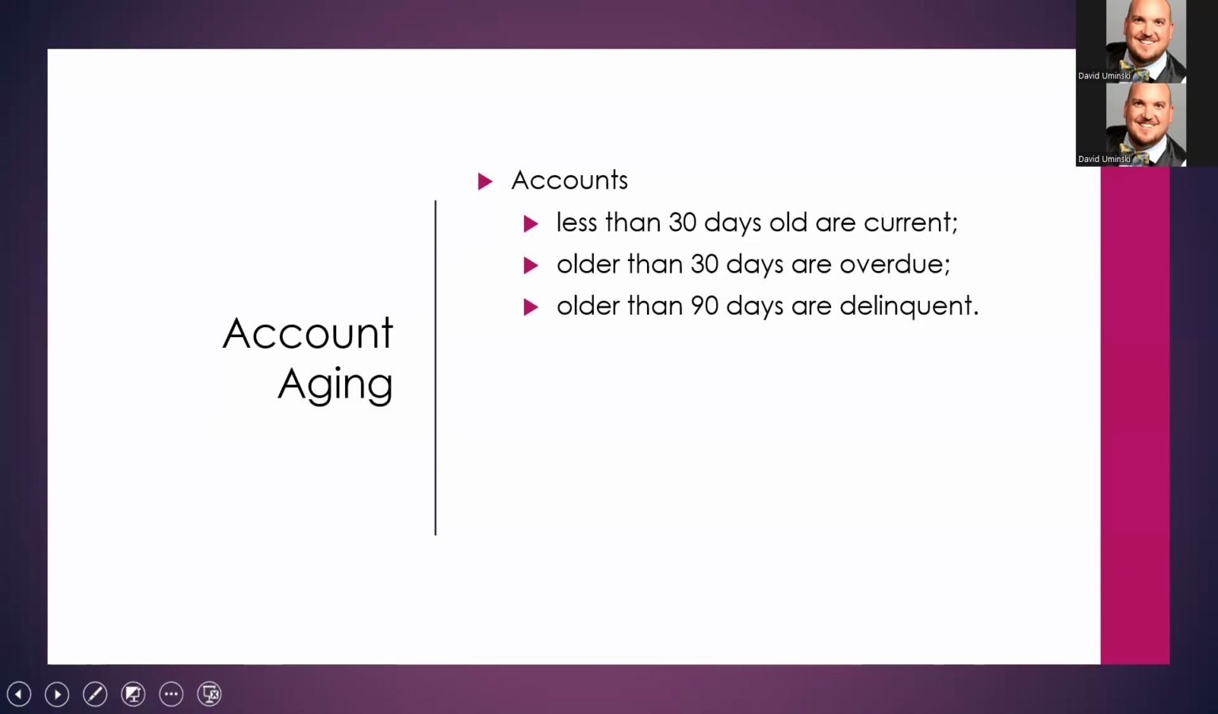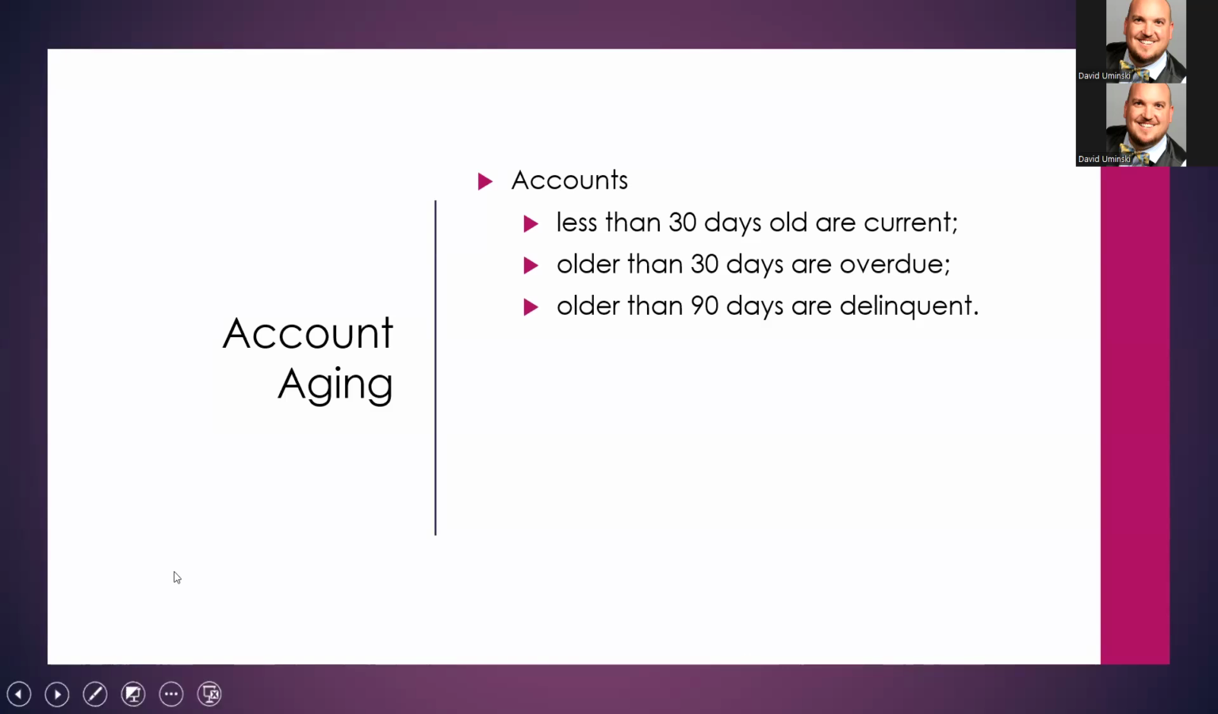When we're looking at these accounts, this is primarily in groups, right? Because obviously our guests pay when they check out. So this is for groups. As we age them, they're current if they're 30 days or under. After 30 days, they're overdue. After 90 days, they're delinquent.